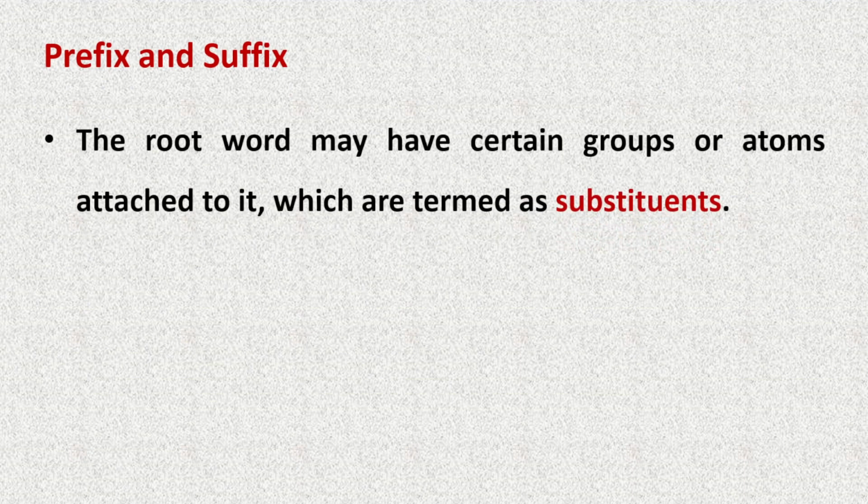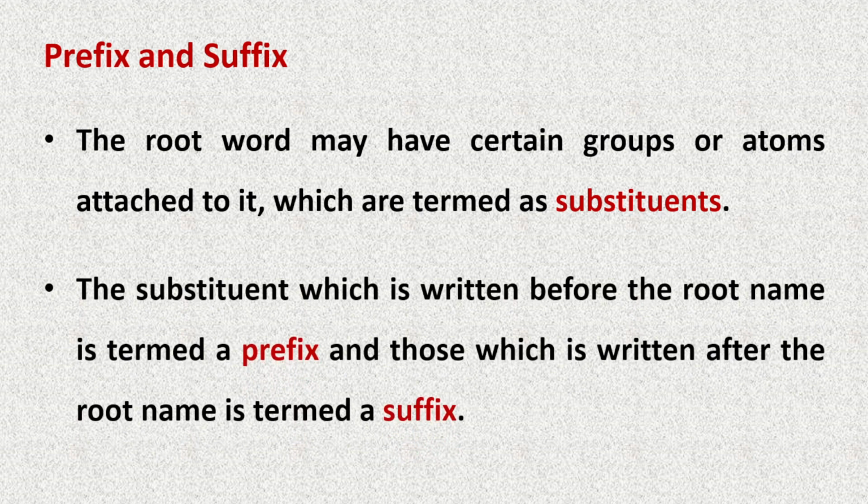Now coming to the other two parts, prefix and suffix. The root word may have some atom or group of atoms attached to it, which are referred to as substituents. If the substituent is written before the root word, then it is termed as a prefix, and if it is written after the root word, then it is termed as a suffix.